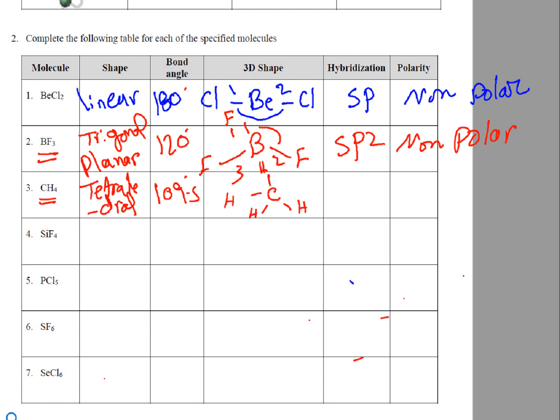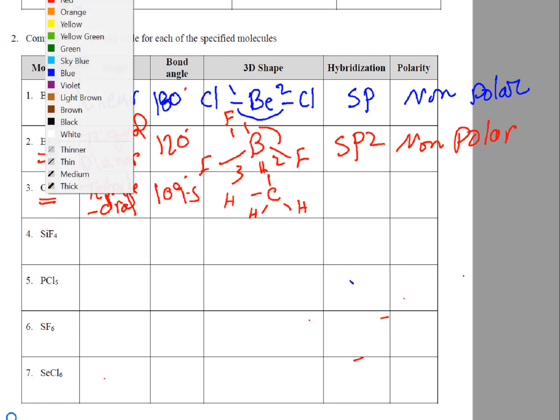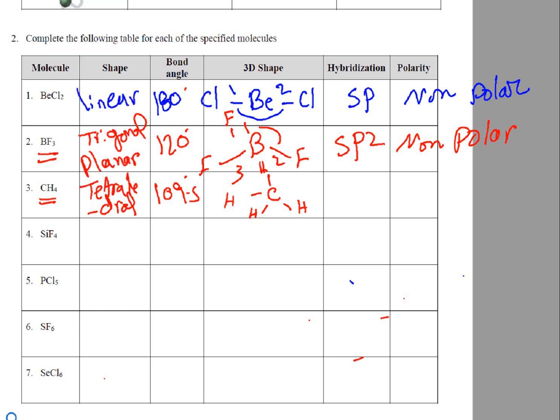The type of hybridization where we have 4 around the central atom will be of the type, 1, 2, 3, 4, sp3, and as the dipoles will cancel, it's nonpolar. SiF4, silicon is in group 4, so it will be very similar to CH4.